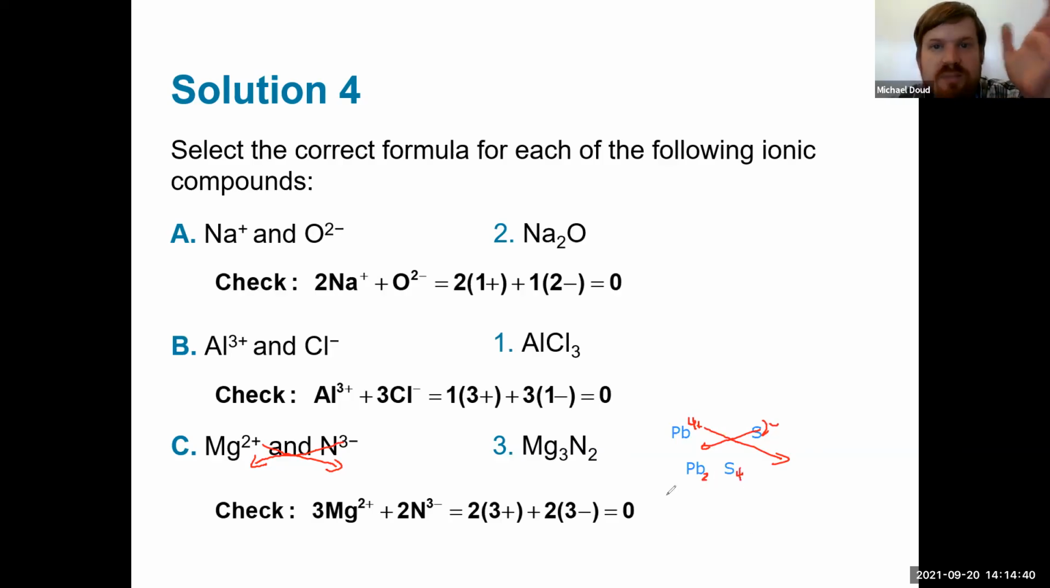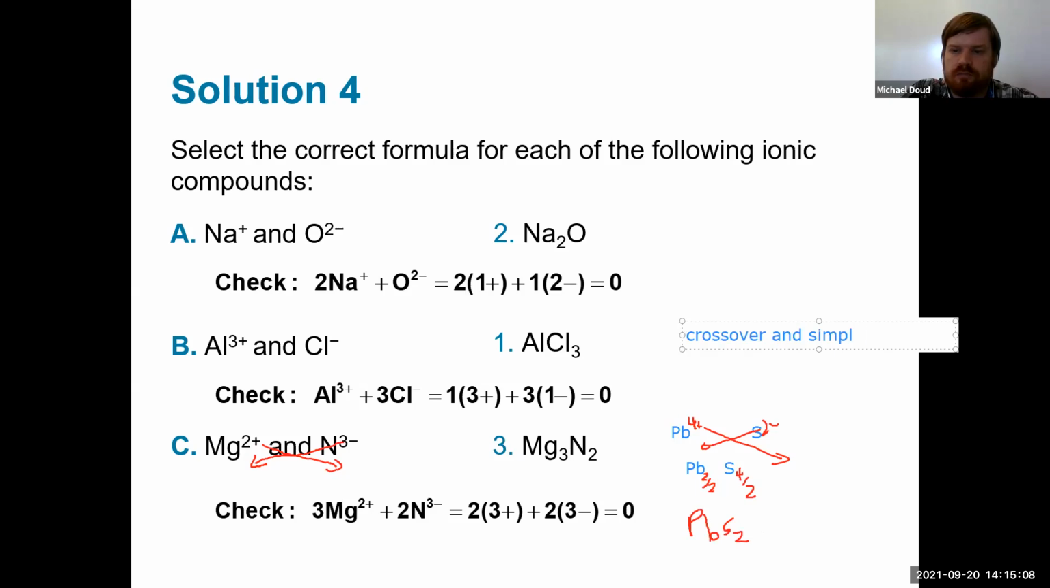These need to be the simplest ratios. So we need to further simplify by checking to see, are there any common denominators for 2 and 4? You should recognize 2 and 4 are both divisible by 2. So we would need to simplify by dividing both of these by 2. That would give us the correct answer of PbS2. This is what's known as the crossover and simplify method. And again, I'm telling you, when you cross over, you have to also simplify. Just make sure to do that and you'll be fine.